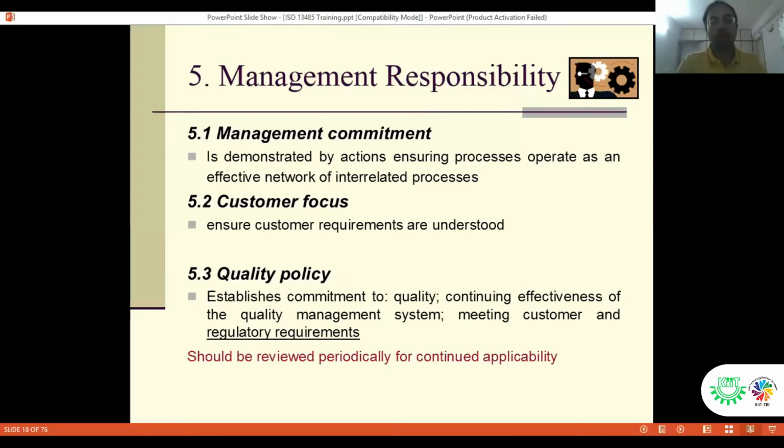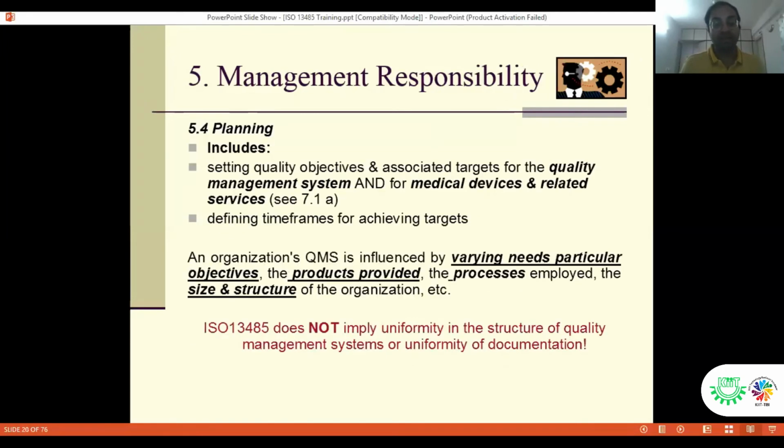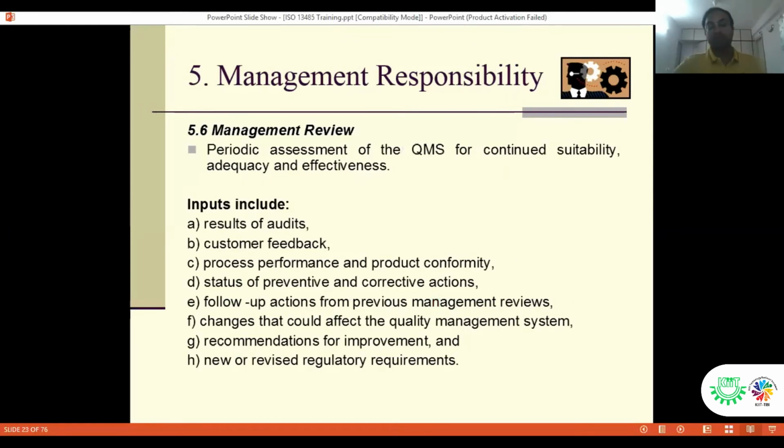Clause 5 also talks about the management review meeting. Here I talk to you about the management review meeting. The management review meeting is very important whenever any audit is happening.